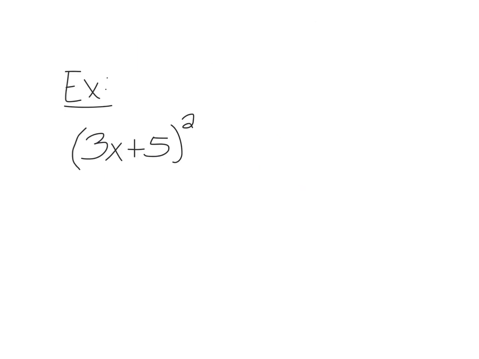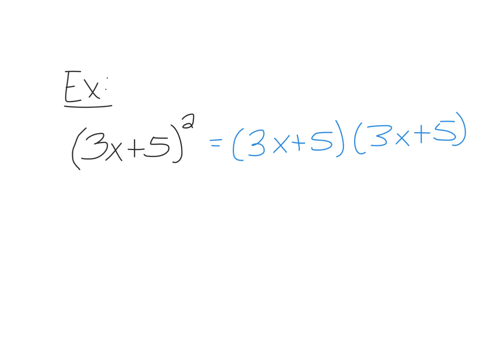So let's go ahead and try this one with actual numbers. Go ahead and try that on your own. So if we have 3x plus 5 squared, how can I rewrite that? Yep, just write it twice. 3x plus 5 times 3x plus 5. I didn't change anything with the polynomial. All I did was write it twice.